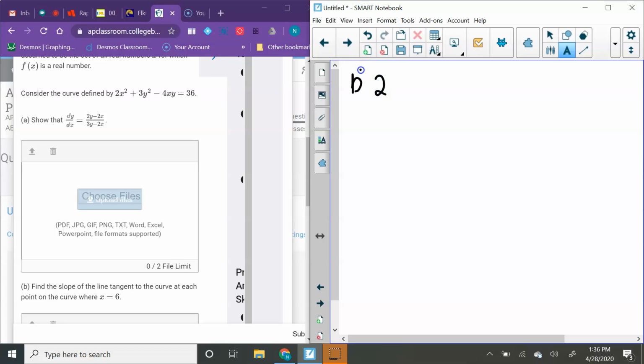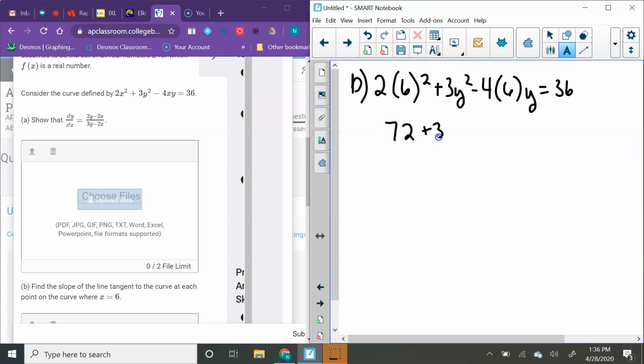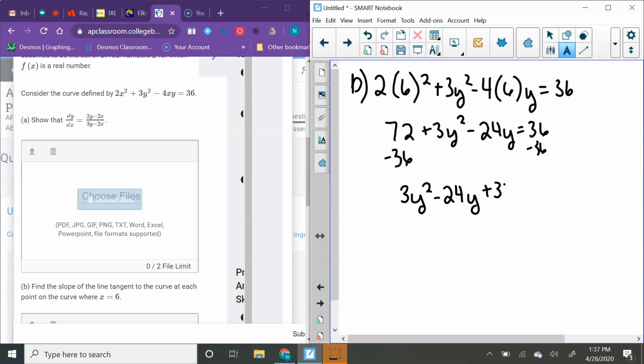So you're going to have 2 times 6 squared plus 3y squared minus 4 times 6 times y equals 36. And so that is going, let's see, 6 squared is 36. This will be 72 plus 3y squared minus 24y equals 36. And let's move everything over here to the left-hand side and put things in order. So we're going to have 3y squared minus 24y plus 36 equals 0. And so we need to factor that.